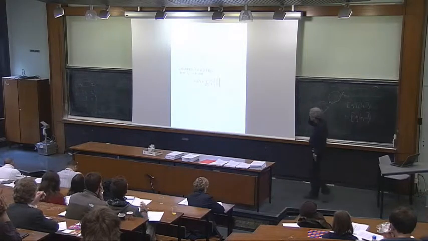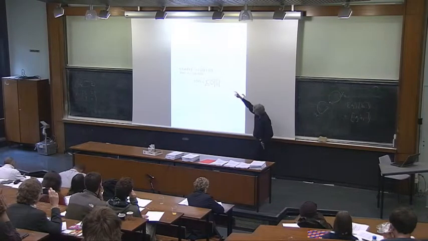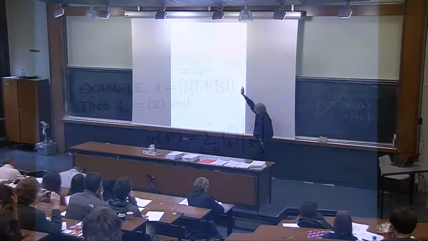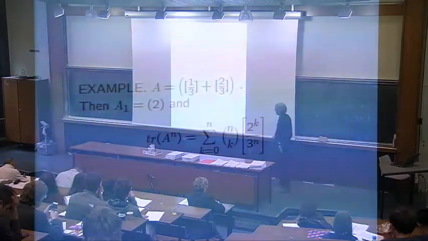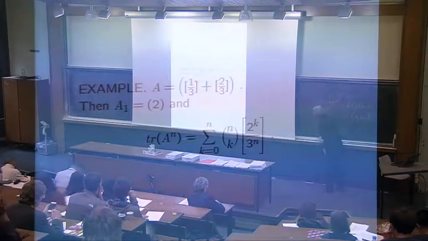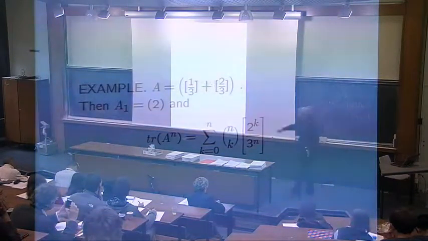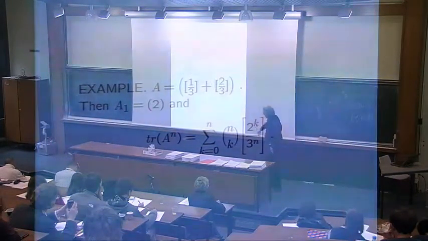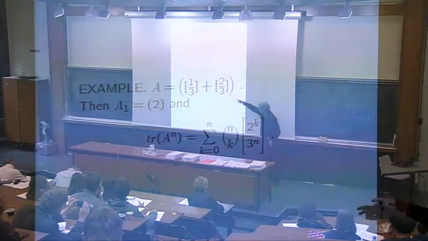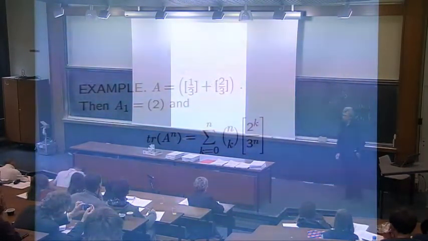If I take A, again, 1 by 1, the entries are generator for 1/3 plus generator for 2/3 in the reals. Now, it's like this earlier example, but the labels are 1/3 and 2/3. And the trace of A to the n is just the sum of n choose k, 2 to the k, over 3 to the n generators.